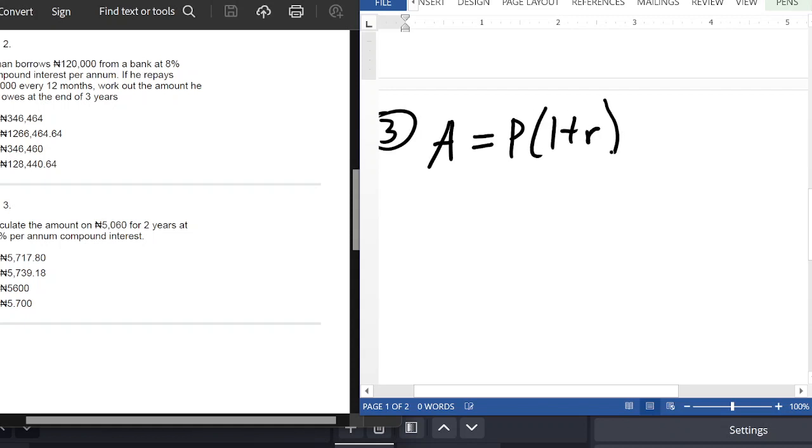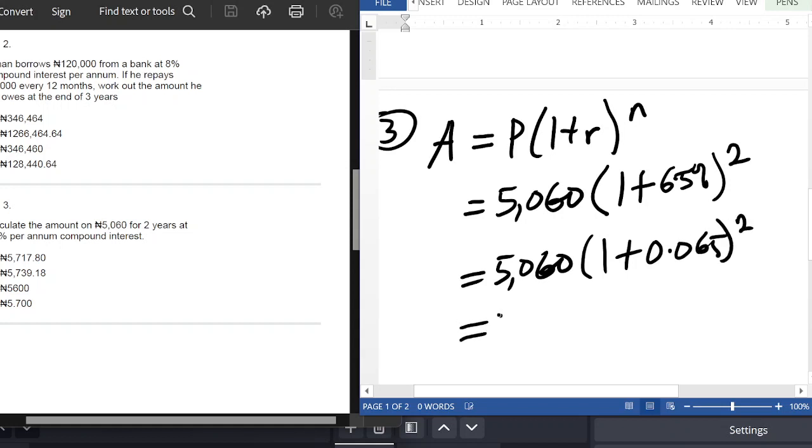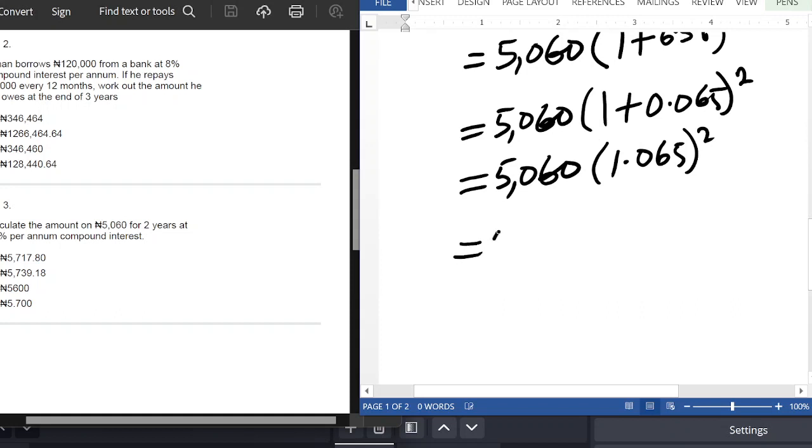Principal times 1 plus r, raised to the power n. So the principal here is 5,060 and the rate is 6.5%, everything raised by 2. So that's 5,060 times 1 plus 0.065, everything raised by 2, which is 5,060 times 1.065, everything raised by 2. So that would be 5,060 multiplied by 1.065 raised by 2.